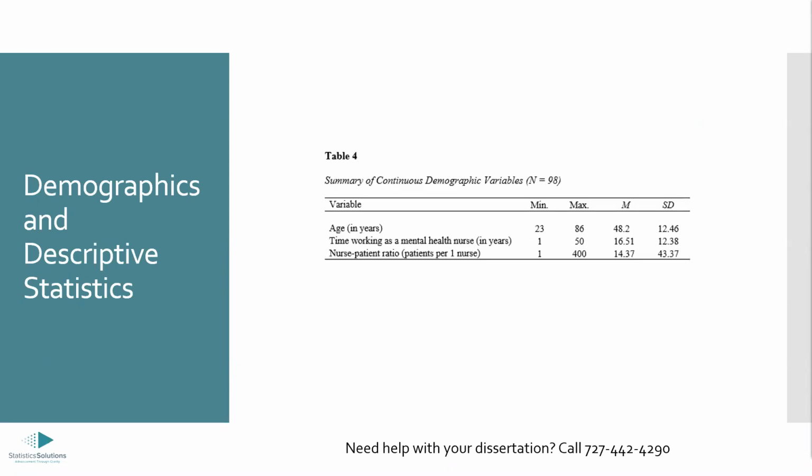And then here's just an example of a table for continuous variables. So the previous example showed a table for categorical variables, and here are some continuous variables where we show the mean and the standard deviation, as well as the minimum and maximum values.